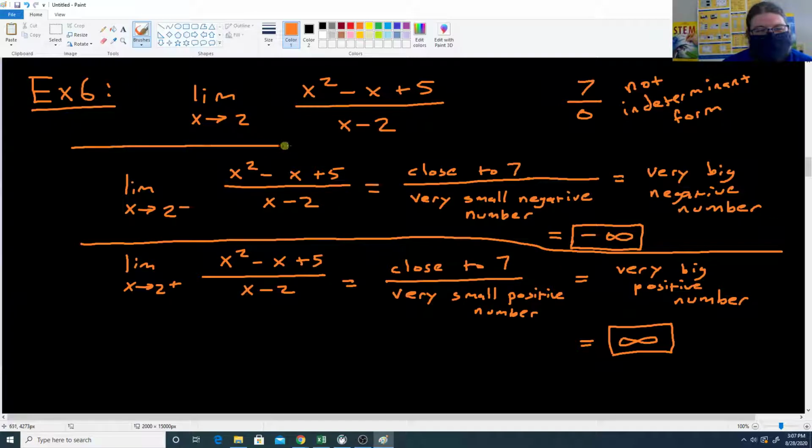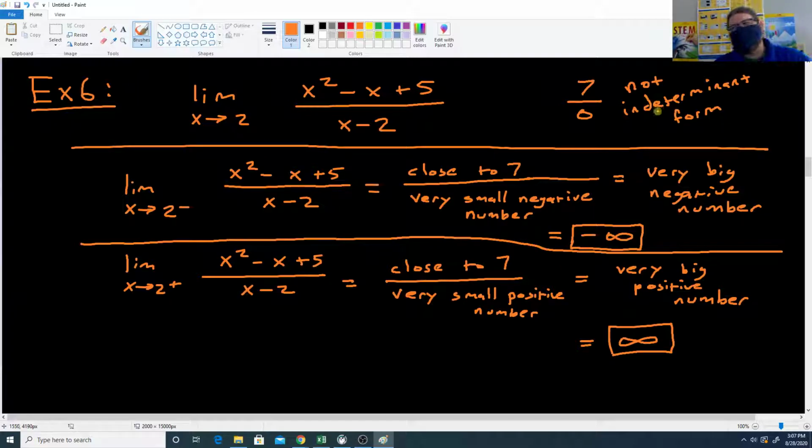So this one is a little different. Since we didn't actually have an indeterminate form, there was no canceling or multiplying by conjugates or any of that sort of stuff to do. Since we couldn't do any of that, we just had to evaluate this by looking at the left and right hand limits. If this was 0 over 0, then we'd be trying to factor the top and seeing if it can cancel with the x minus 2. So make sure when you're doing these that you're in an indeterminate form, a 0 over 0, a 0 times infinity, an infinity minus infinity type form, before you start trying to cancel stuff.